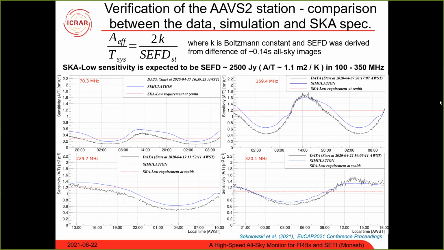And then the blue curve is the simulation, and as you can see, the data and the simulation agree quite well, especially at the time of calibration and at higher frequencies. But generally, we see that the stations perform very similarly, and they satisfy SKA specifications, so for estimates of the expected sensitivity we can use a value of the order of 2500 Jansky for the so-called system equivalent flux density, which allows us to calculate the standard deviation of the expected noise in the all-sky images, for example.